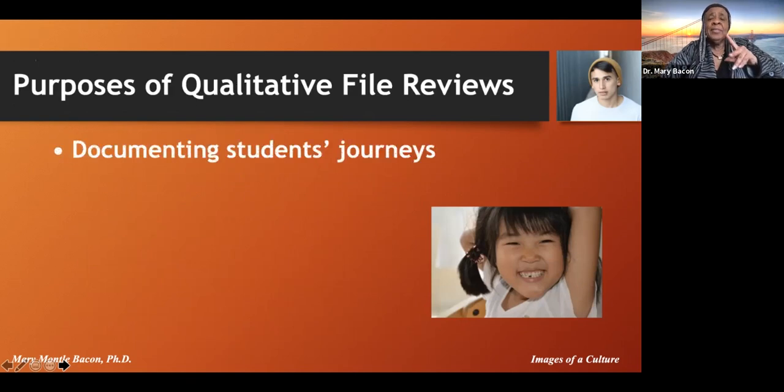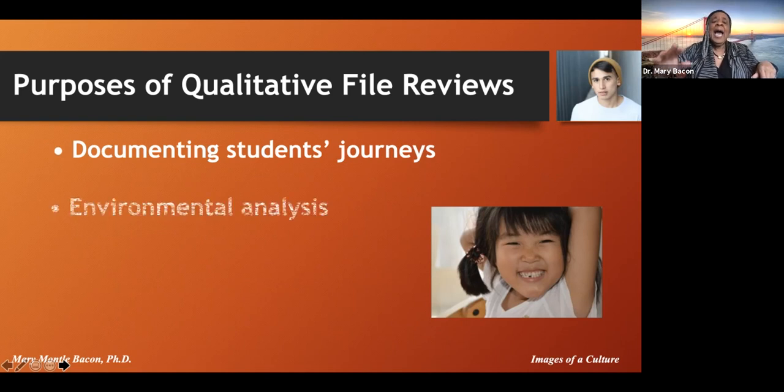So when I talk about the qualitative file review, it has a broader purpose than the typical compliance one. First of all, we're not just looking at that individual student. What we're doing is documenting that student's journey through the educational system and looking at how the environment responds to the characteristics that that student brings. So in addition to focusing on documenting their journey, what we should be about is looking at the instructional environment, the school environment, the district environment, and analyzing how it's serving students who are similar to students like that.